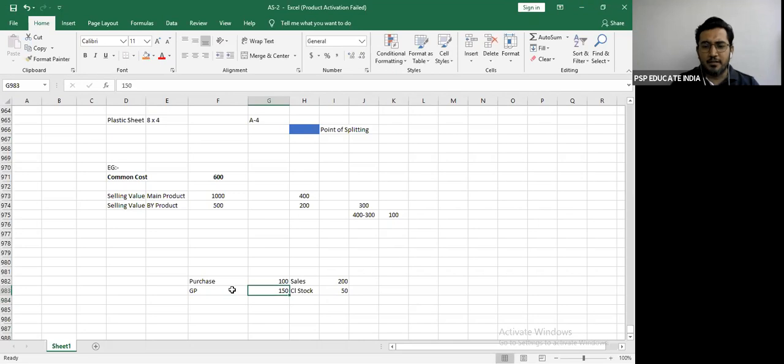150? Okay. Chalo, isko change kar dete hain. 100. Ab GP kitna aayega? Ab aapka gross profit kitna aayega? If I make closing stock 100, what's your gross profit now? 200. Okay. Tell me, did we increase the closing stock from 50 to 100? Yes or no? Did we increase? Yes. Did your profit increase from 150 to 200? Of course, yes. Right. So now I hope that is clear.